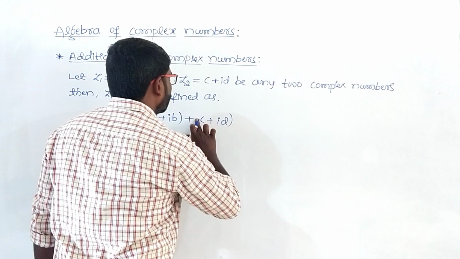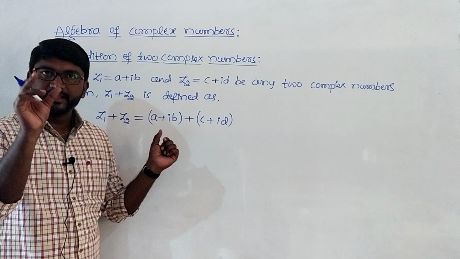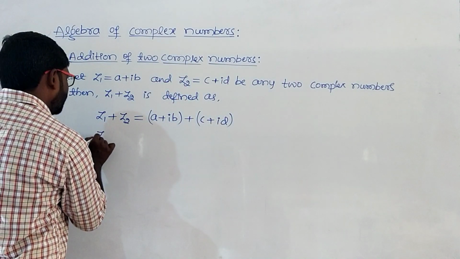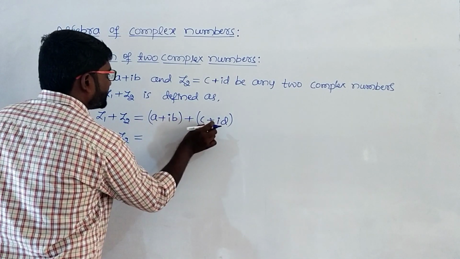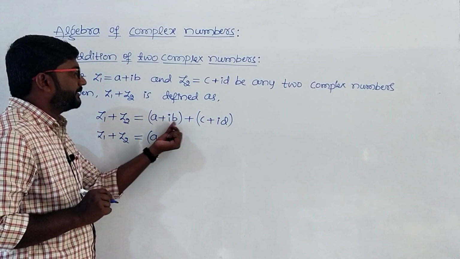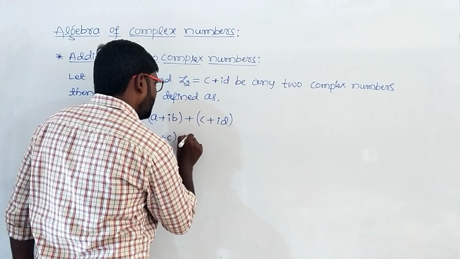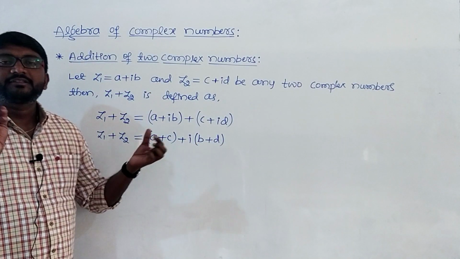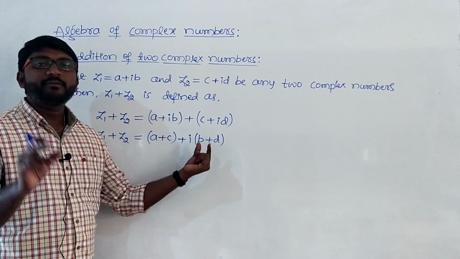Whenever you are adding two complex numbers, we have to add the real parts separately and the imaginary parts separately. So Z1 plus Z2 equals A plus C, then plus i common in these two terms, so with i common we get B plus D. This is how we add two complex numbers: I add the real parts, plus i, and then I add the imaginary parts.